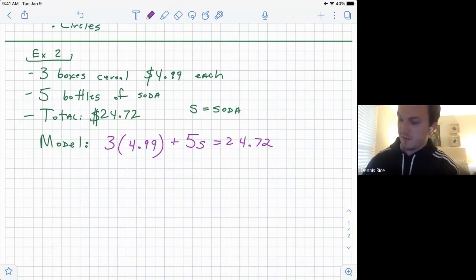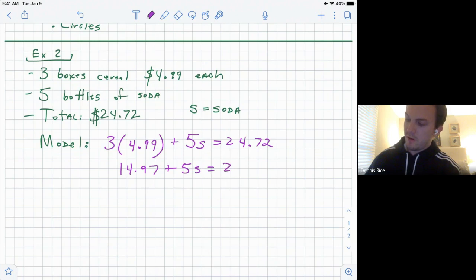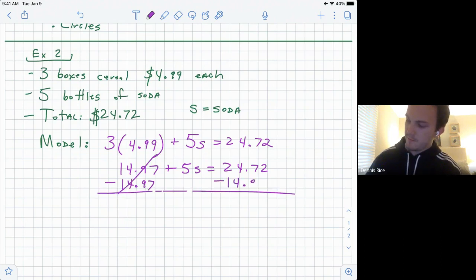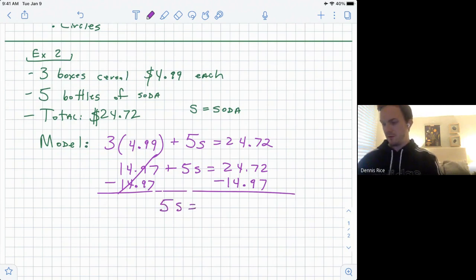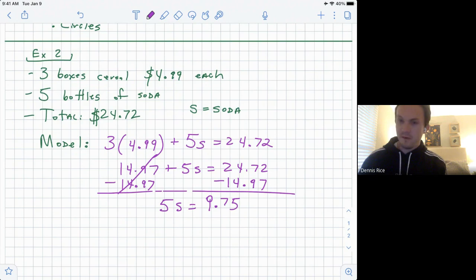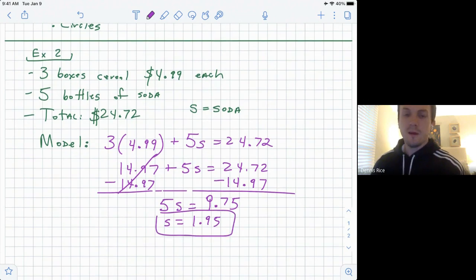Now, if we were actually solving this, we would say, hey, 14.97, that's what like 3 times 4.99 is. And if we want to show our work here, I get rid of that 14.97 by doing the opposite. I'm going to subtract it from both sides. I'm going to get 5S equals, what is that? 9.75. And now I divide both sides by 5, and you should get S, a bottle of soda, is $1.95. $1.95 for a bottle of soda. Okay? Modeling and solving, both pieces are important here.